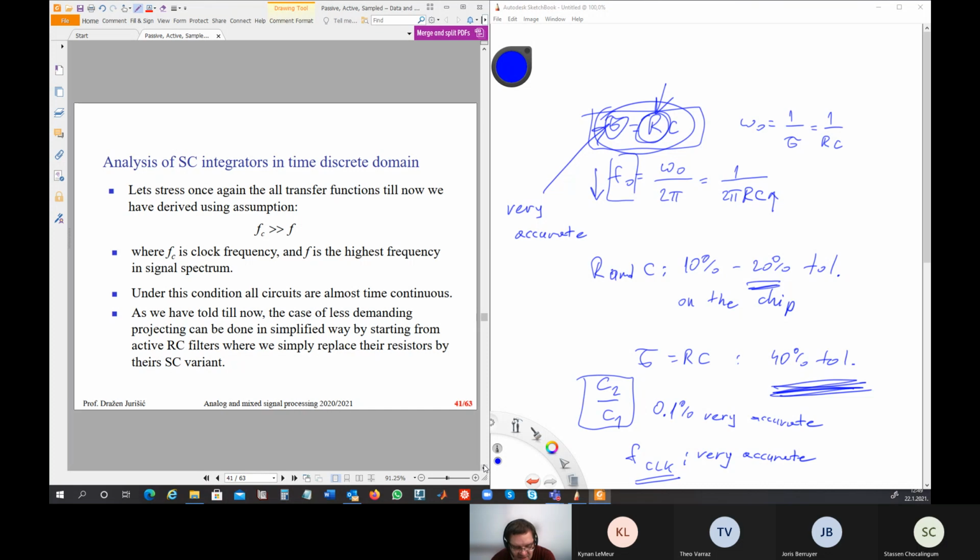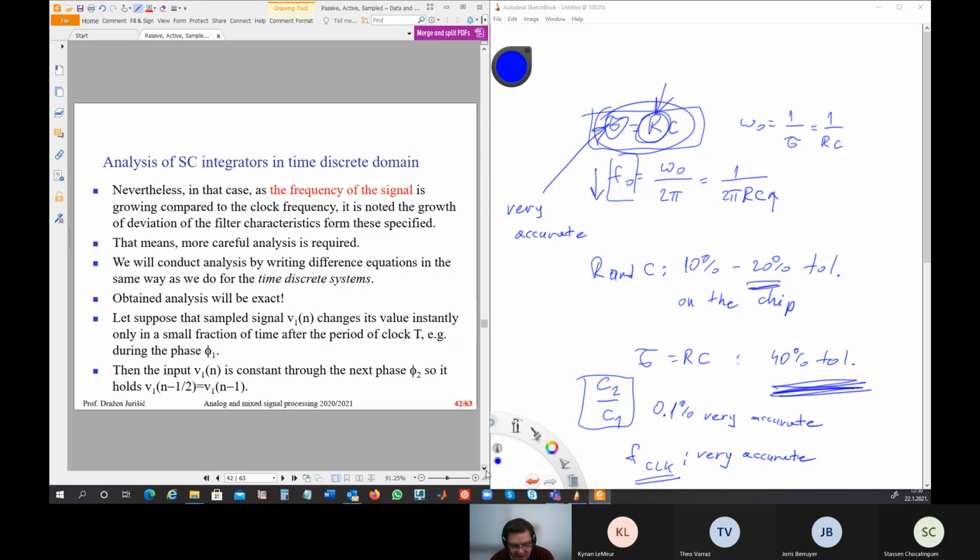Once again, we must repeat that all the transfer functions till now we have derived using the following assumption, where Fc is the clock frequency and F is the highest frequency in the signal spectrum. And under this condition, all circuits are almost time continuous. And as we have told till now, the case of less demanding projecting can be done in a simplified way. We can start from active RC filters and simply replace resistors by switch capacitor variant. So then it's a very simple design. Otherwise, we must derive exact equations.